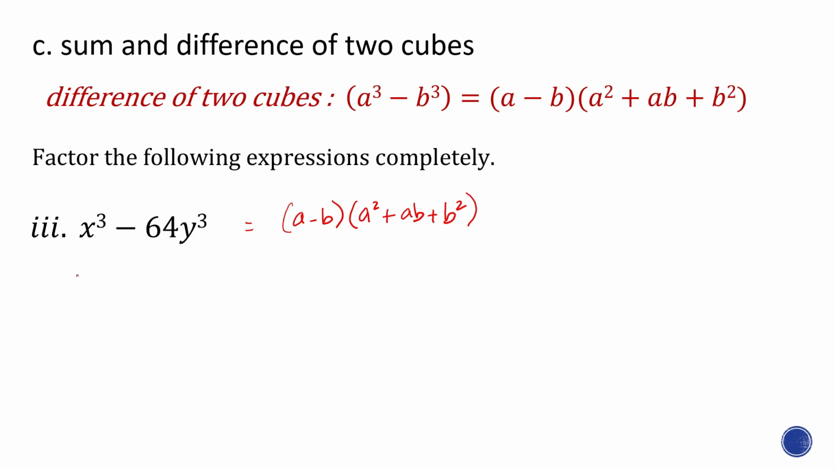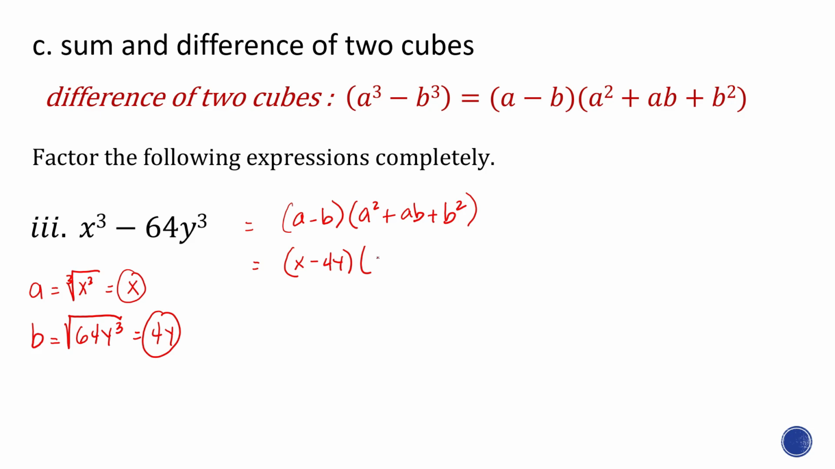Okay, so what is the cube root of x cubed? Solving for a here, that is x. Again, you simply divide exponents by 3. So 3 divided by 3, that gives you 1. For b, what is the cube root of 64y cubed? So for 64, it's 4. For y cubed, it's y. Right, there you go. That's our a and b. Let's do the substitution now. That's x minus 4y. And then x squared plus x times 4y plus 4y squared.